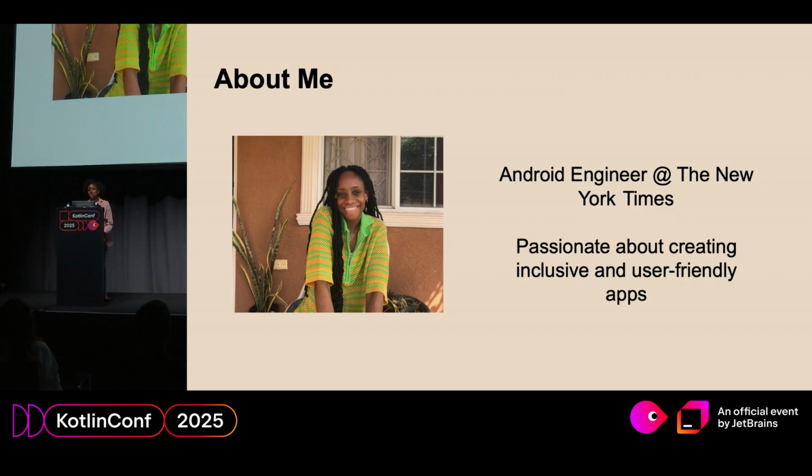So a little bit about me is that I'm an Android engineer at the New York Times, and I work there on the Games app. So if you've ever heard of Wordle, Connections, we work on the app that houses those games. And I've been there for a little under a year now. It'll be a year in August. So I'm passionate about creating inclusive and user-friendly apps.